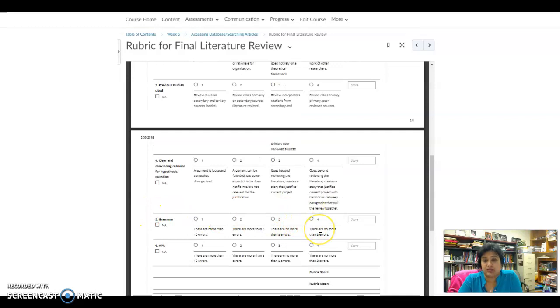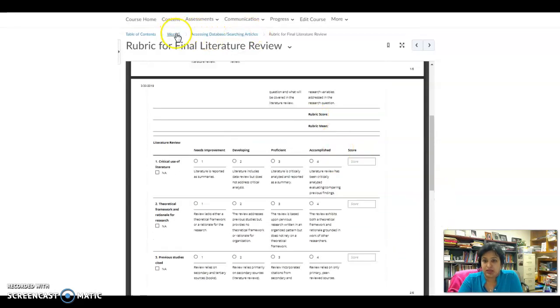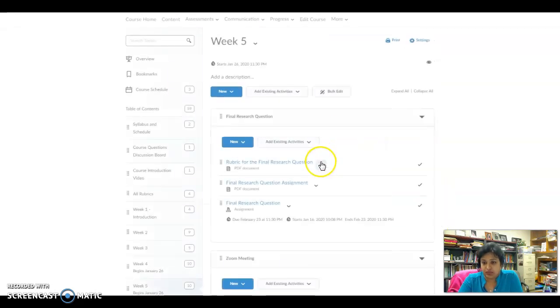Grammar will be considered: do not use I, we, or first person. Everything has to be third person in future tense, because you have not done the study, you will be doing the study. So I went ahead and put that over there too.